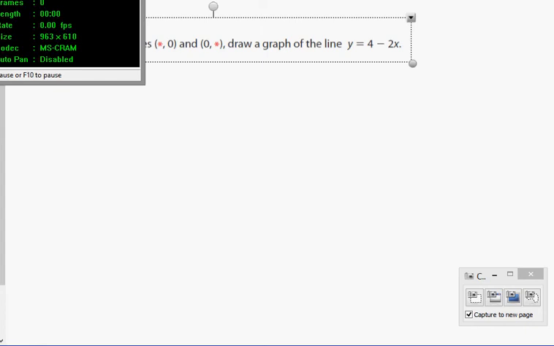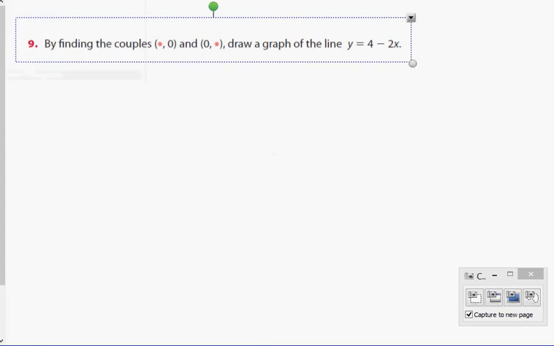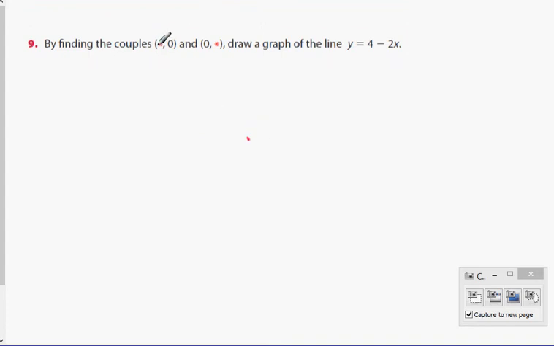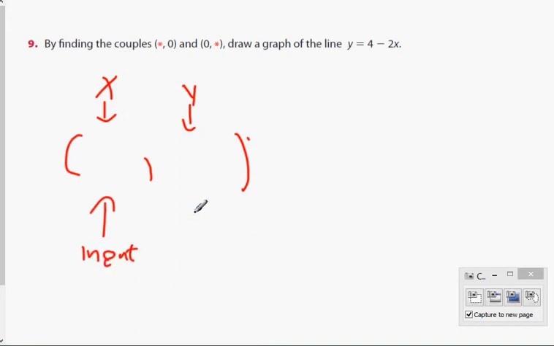This is exercise 23.1 and we're on question 9. Okay, now what it says is find the couples (x, 0) and (0, y). Now what you've got to remember is, once again, what is very important to remember: x goes on the left, y goes on the right. This is the input, y is the output.